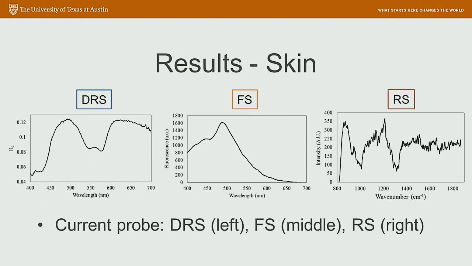In vivo, we also took measurements with all 3 forms of spectroscopy in human skin. These are the results from the current probe. You can see in diffuse reflectance the typical drop around where the hemoglobin absorption band is, in the 500 to 600 nanometer range. You can also see what the fluorescence as well as Raman spectra look like for this probe.